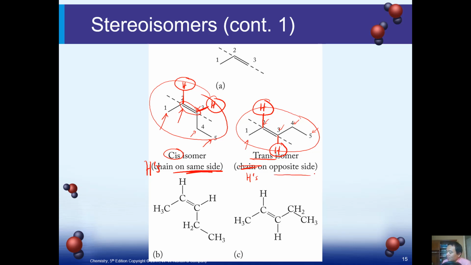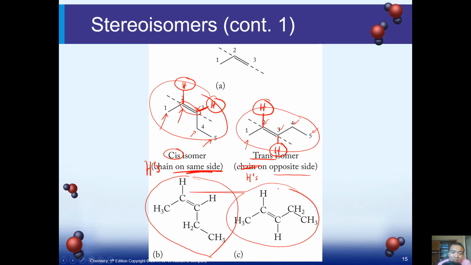If you write the more detailed condensed formula, as you see at the bottom, you can see more clearly that the connectivity between the carbons and the hydrogens is the same. The only difference in the details is the orientation of all those hydrogens and carbons. So that's why these are stereoisomers. Okay, let's look at another example.